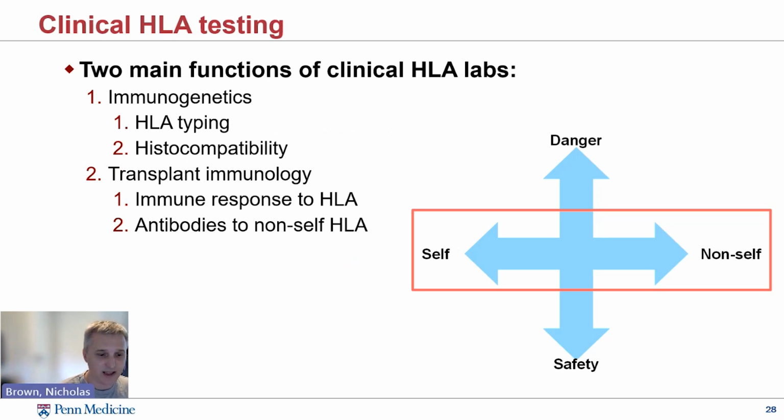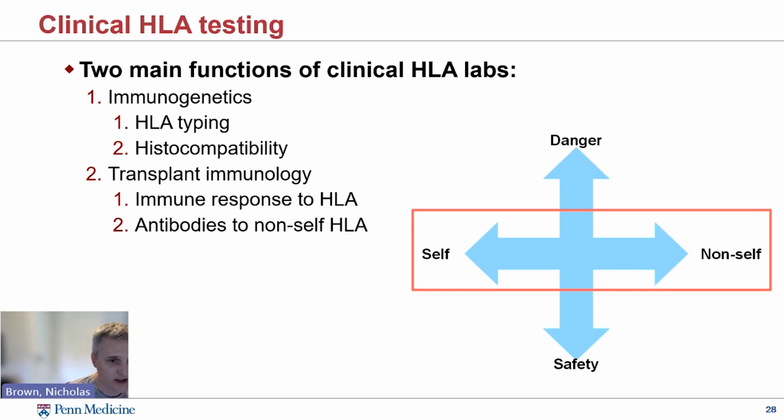So what does an HLA lab actually do? And there's really two main functions of an HLA lab. The first is what's known as immunogenetics. And that's just a fancy way of saying that we're trying to figure out the HLA alleles the patient has. And so this is colloquially known as HLA typing, right? So if you type a person for HLA, you're trying to figure out which specific alleles they have at each of their HLA loci. This is also sometimes known as histocompatibility.